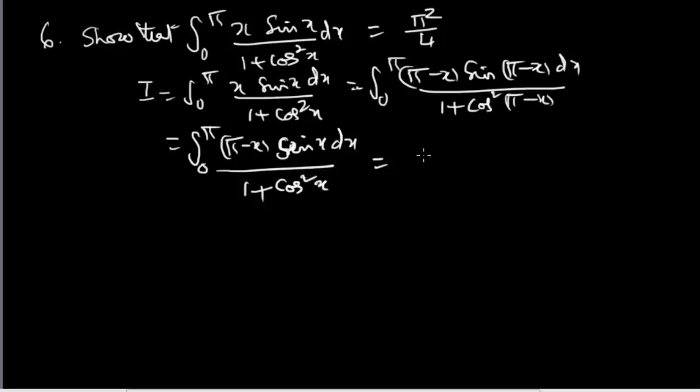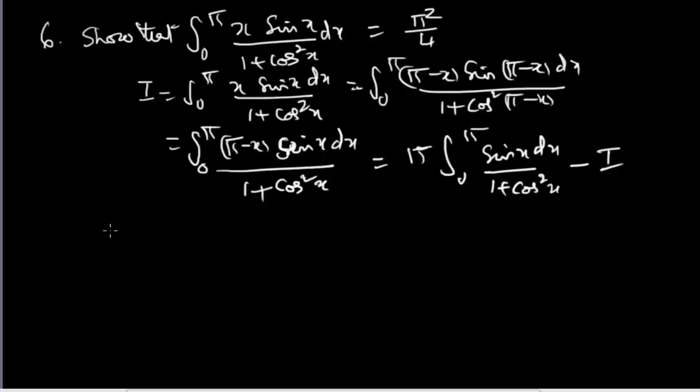This problem we divide into two problems. Pi integral 0 to pi sin x dx by 1 plus cos squared x minus x sin x by 1 plus cos squared x dx, which is nothing but I, the given problem. So 2I is equal to pi integral 0 to pi sin x dx by 1 plus cos squared x.